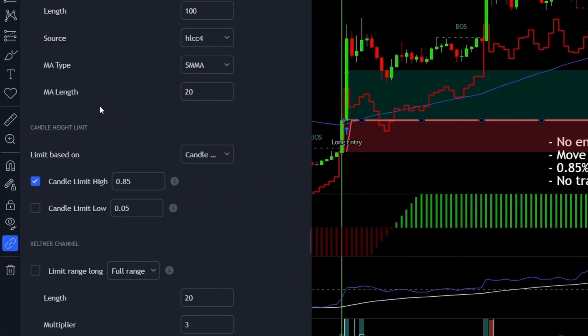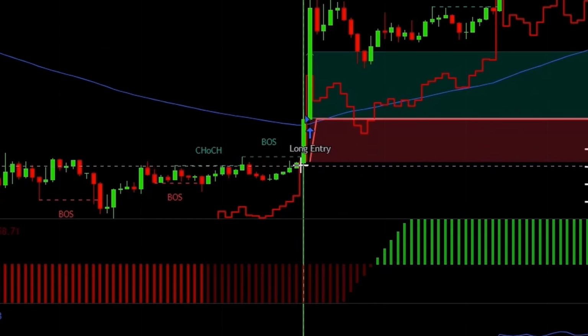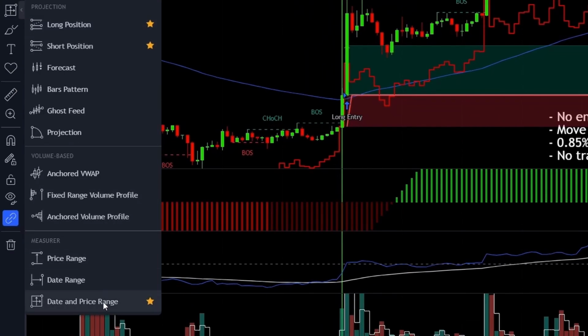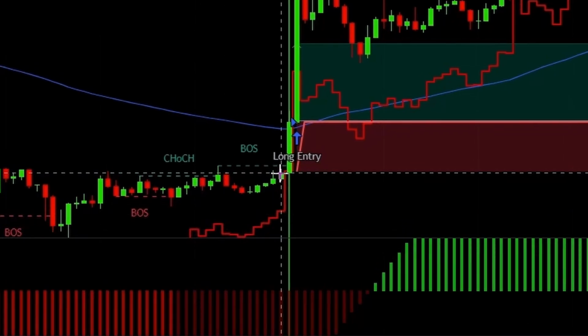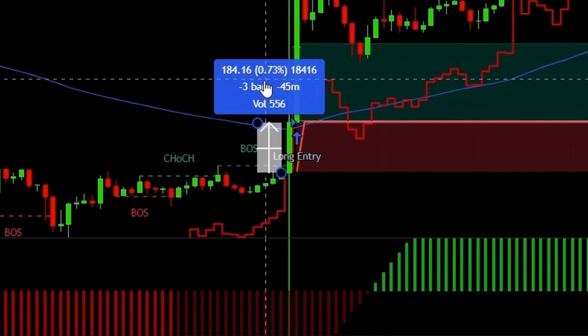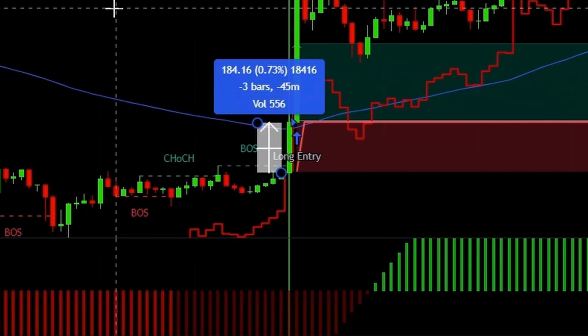Moving on, we have a candle height limiter. It is set to candle body, so it will base its calculation on the candle body. And we only have a high limit of 0.85. This value is in percentage. What this means is that we can only enter into a long position if the entry signal candle is lower than a 0.85%. Let's check that. I am using the date and price range tool and start measuring from the bottom of the signal candle until the close of it. And as you can see, it is a 0.73% move, so it is less than 0.85, which makes it a valid entry.